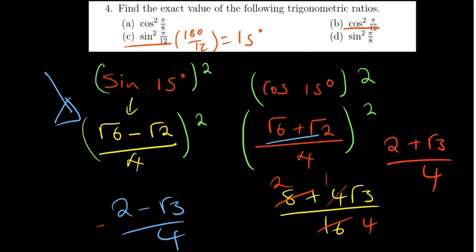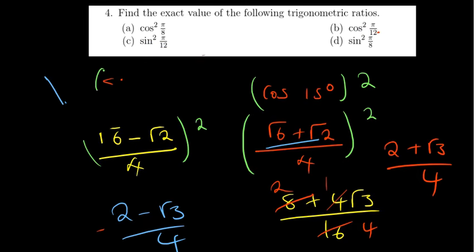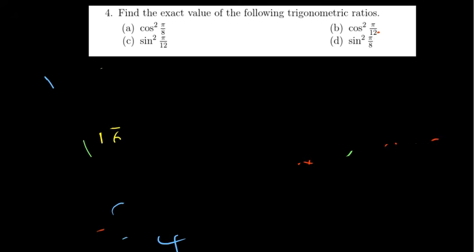Now, instead of doing all this, you can actually handle this question much faster. I was just trying to show you the meaning behind what it means when you say cos squared of pi over 8 and so on. But there's actually a formula we call the half angle formula.